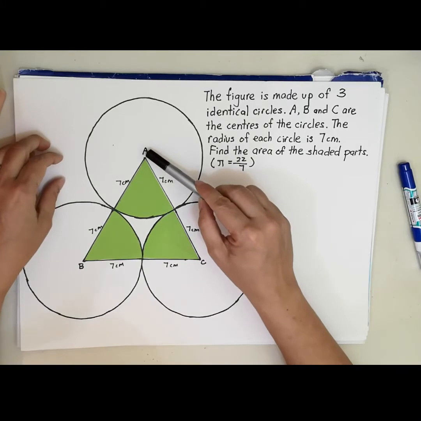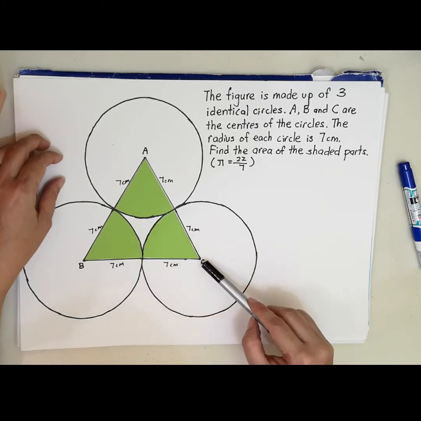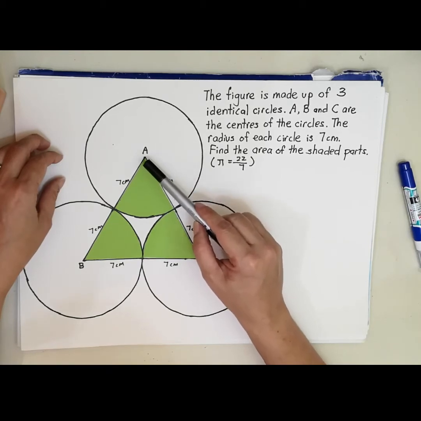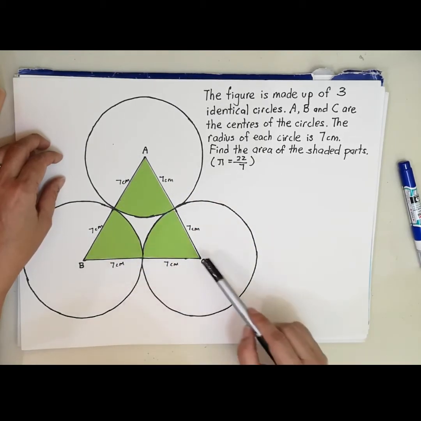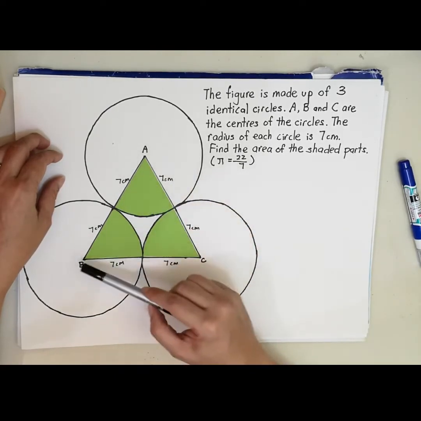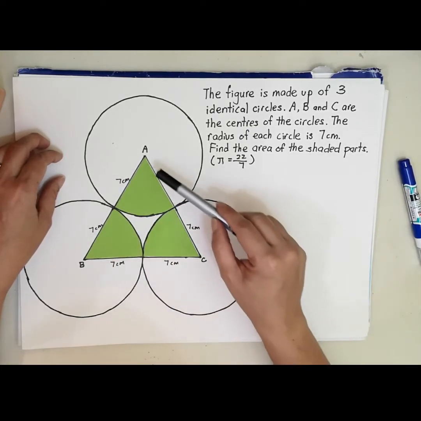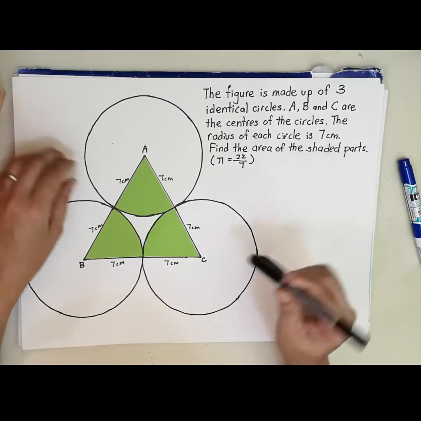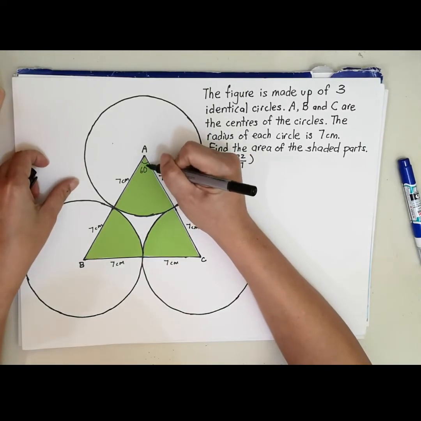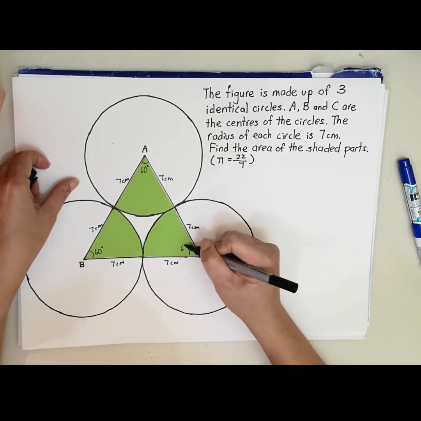Then we take a look at this triangle ABC. What can you tell me about this triangle ABC? You'll notice that in this triangle, the length of AB is equal to the length of BC, equal to the length of CA, and each side of the triangle is 14 centimeters. So in other words, this is actually an equilateral triangle. That means the angle here is 60 degrees, the angle here is 60 degrees, and the angle here is 60 degrees.